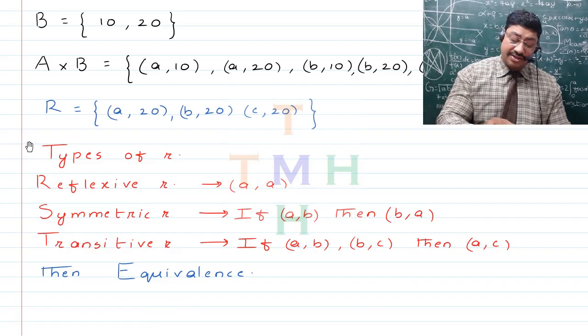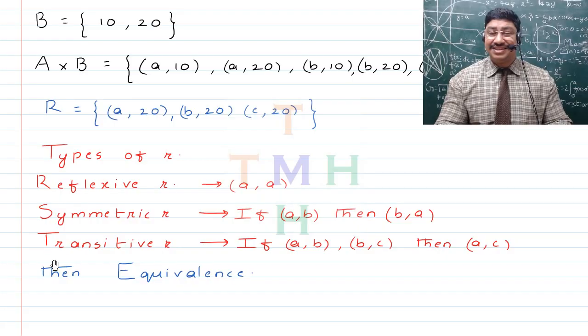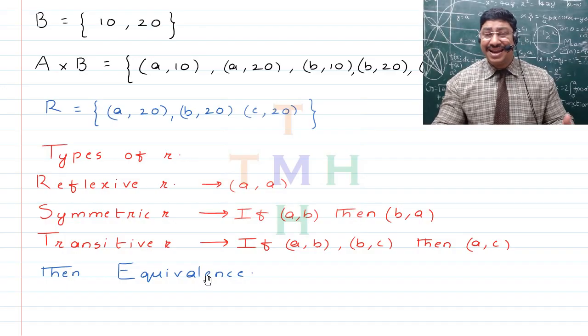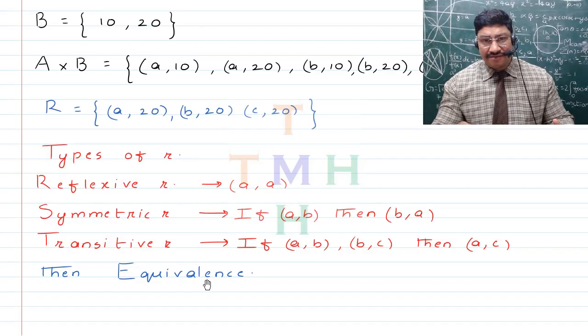And if there be a relation which has all of these three, that is a reflexive relation, a symmetric relation, and a transitive relation, then you will say that it is an equivalence relation. Is everybody clear? For sure, Parth?